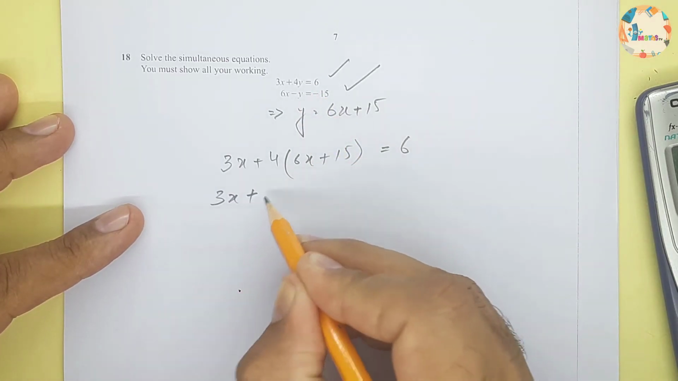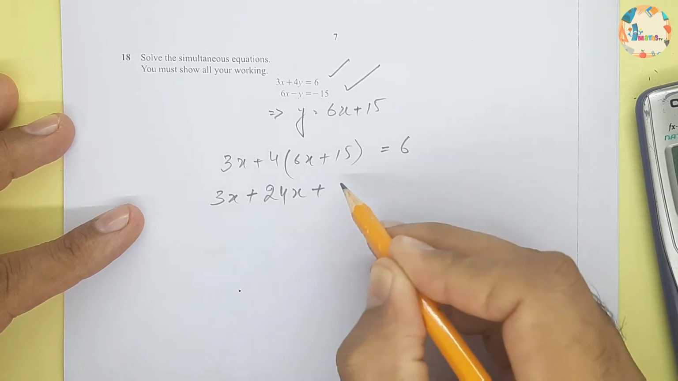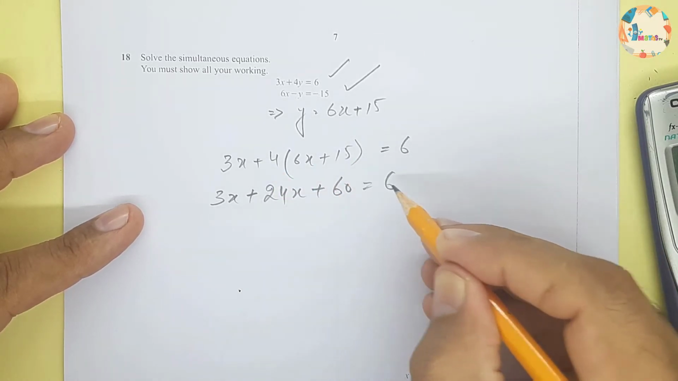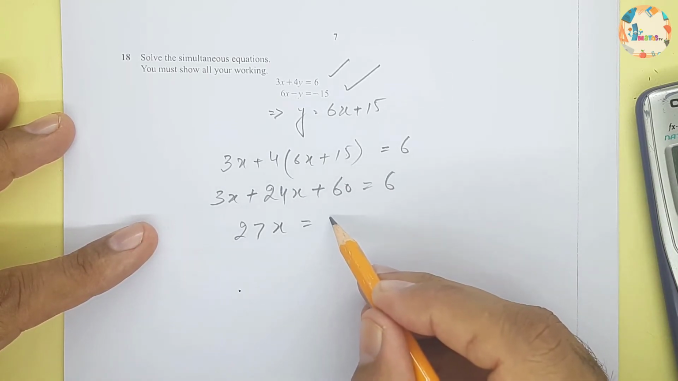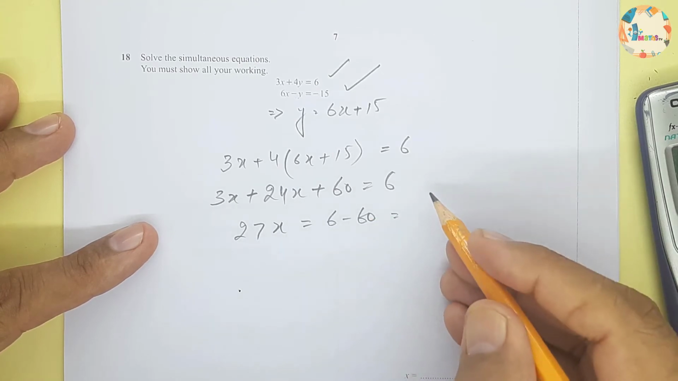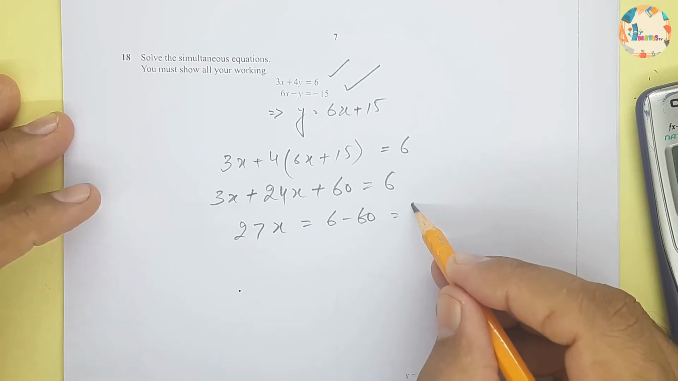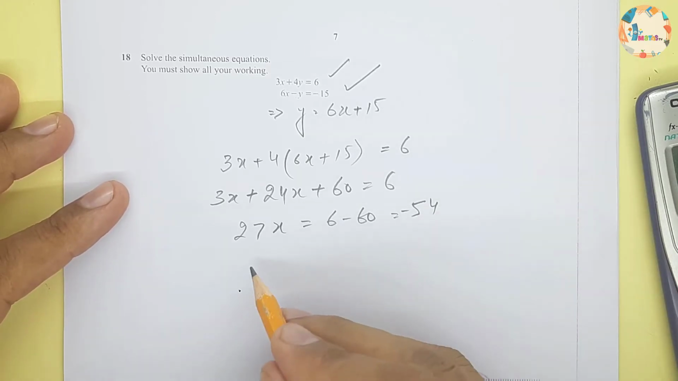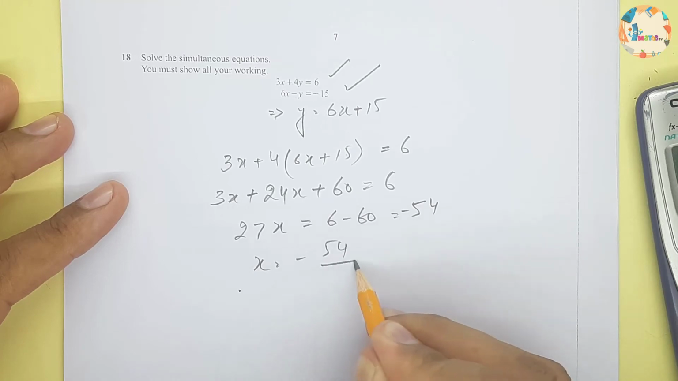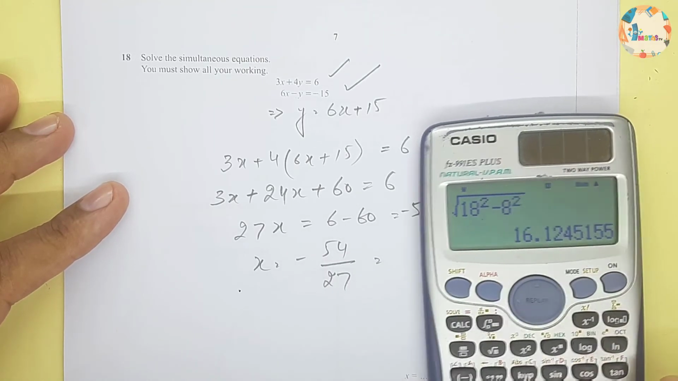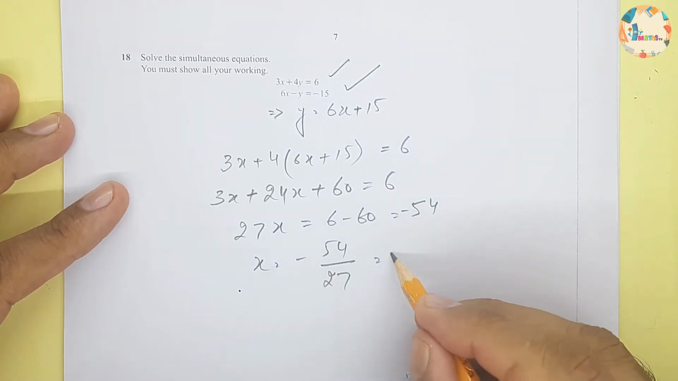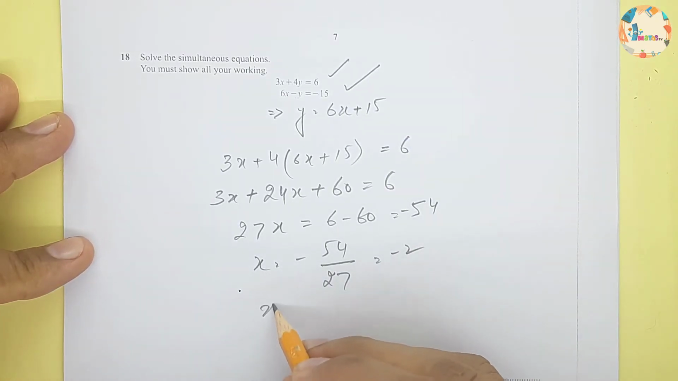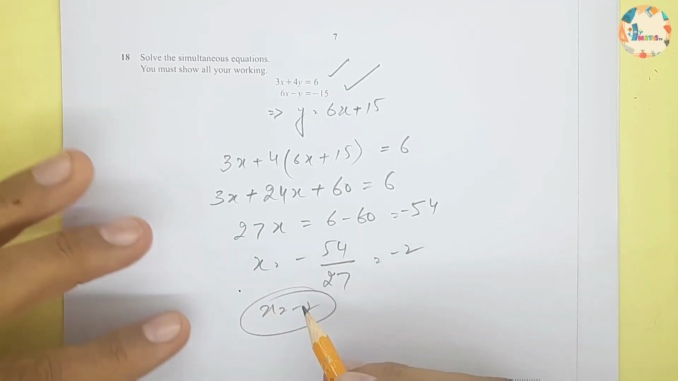So 3x plus 24x plus 60, since 15 into 4 is 60, is equal to 6. So 27x is equal to 6 minus 60, which is minus 54, and x is equal to minus 54 over 27, which gives us minus 2. So x is equal to minus 2.